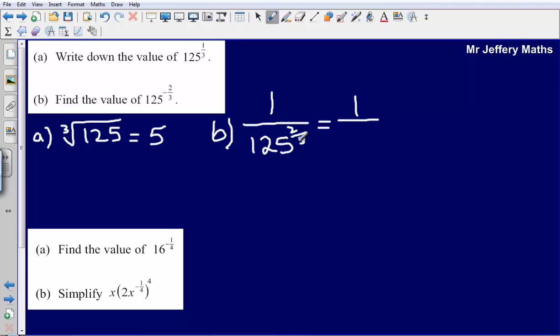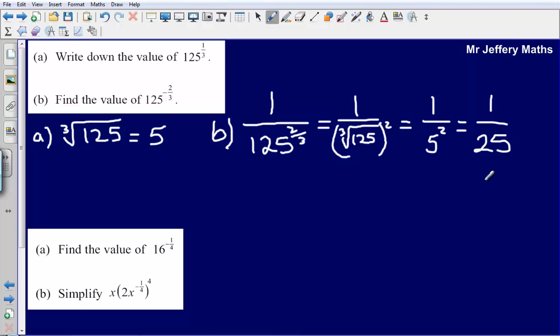Now I just need to evaluate 125 to the power of 2/3. So 125 to the power of 2/3, that becomes the cube root of 125, and that's squared. So my cube root is coming from the denominator here, the squared is coming from my numerator. Now we've already found out what the cube root of 125 was. We found that out in part A. So we can say that it's 1 over 5 squared. And so what I could say is that then that is 1 over 25.